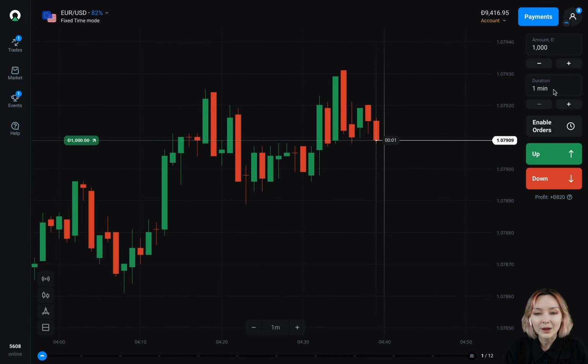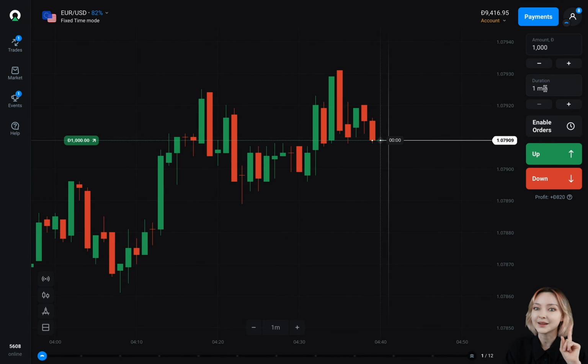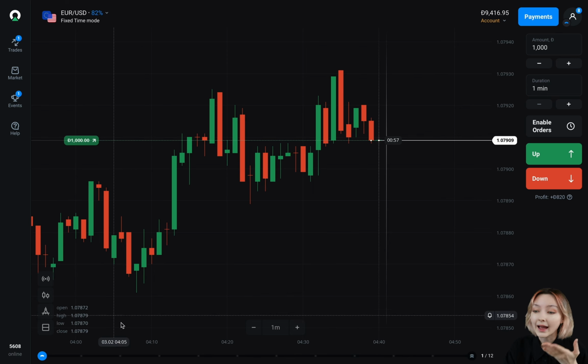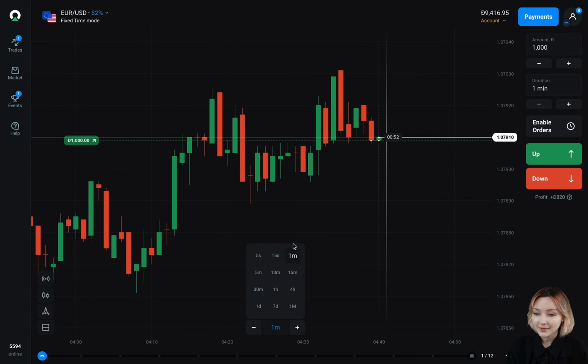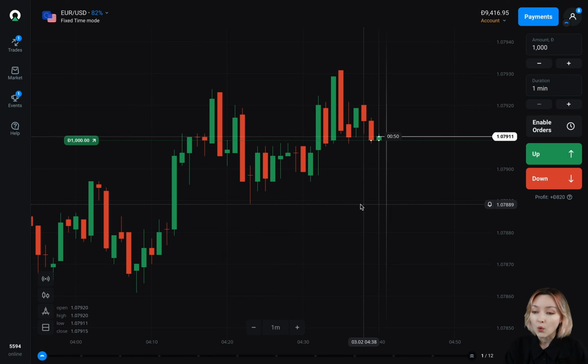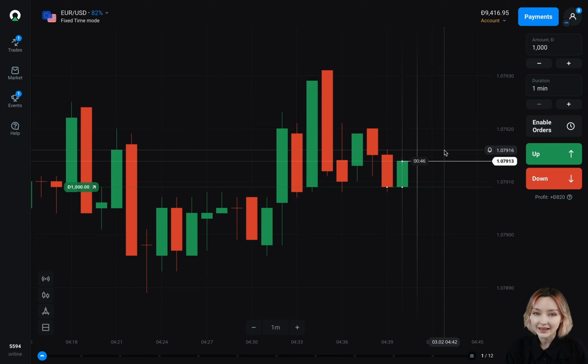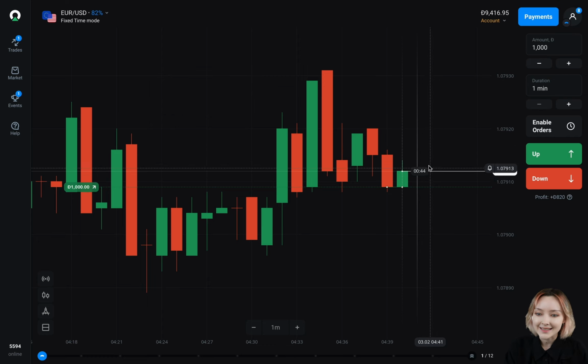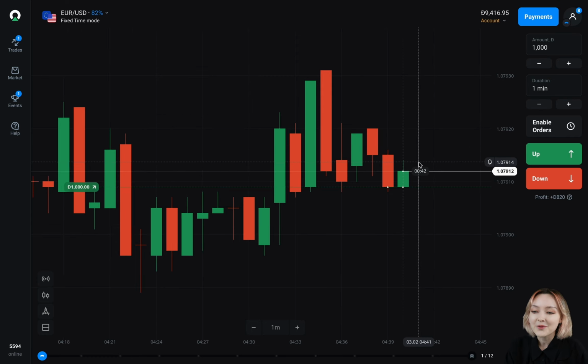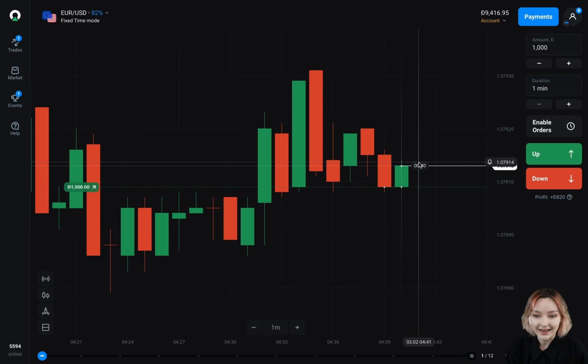Today we're trading with a 1 minute expiration time, keep that in mind, and we're therefore analyzing the chart within a 1 candle time frame. That means one red candle or one green candle takes exactly 1 minute to entirely form and settle. Here's the timer showing how much time is left until the candle is fully settled.